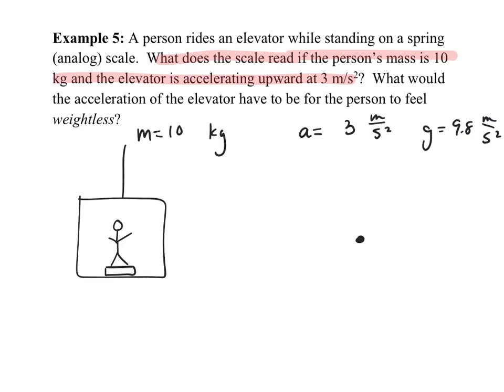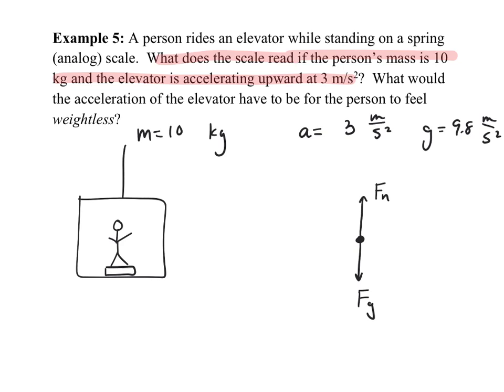So mathematically here, I'm drawing a free body diagram of the person. Not the scale, not the elevator, but the person. Now, what acts down is the person's weight, and that always acts down. Because the person is resting on a surface, what acts up also? What is it? Normal force, because it's resting on a surface.